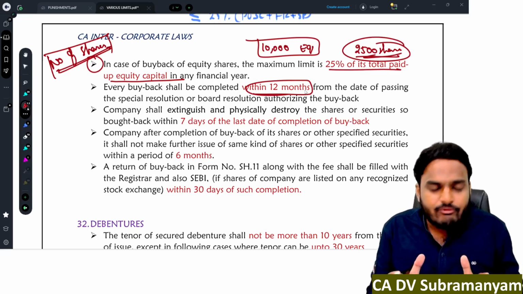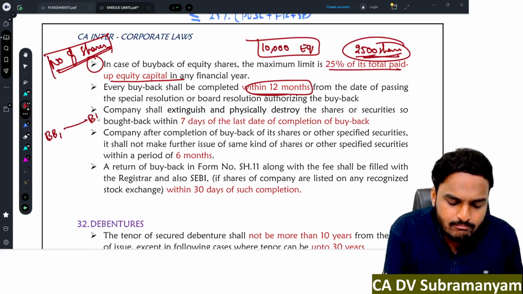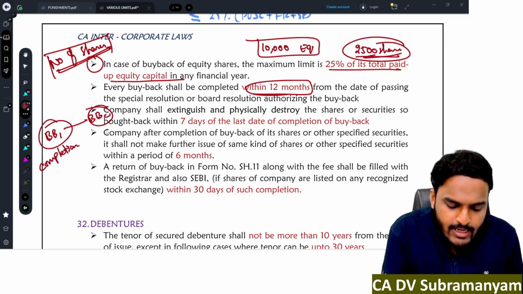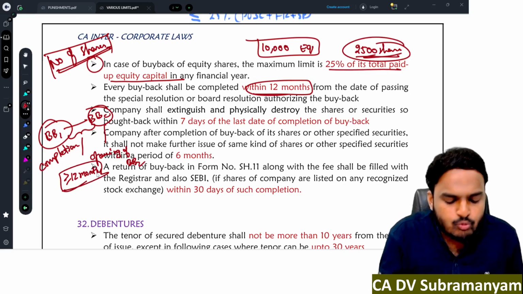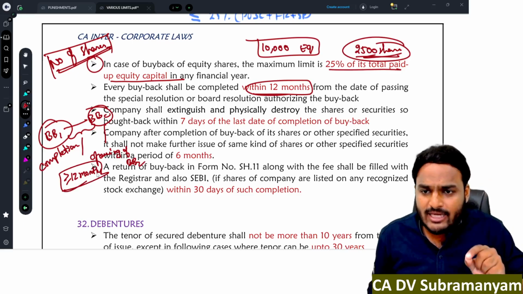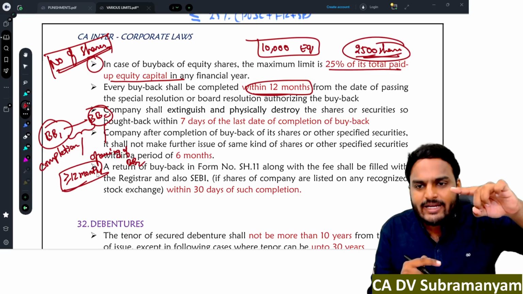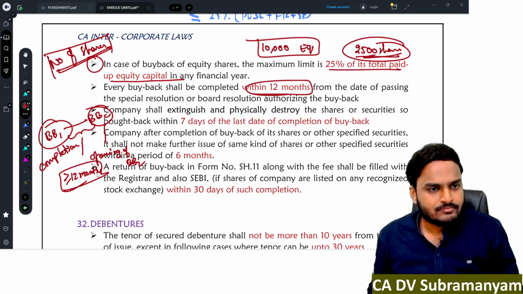And the time gap between two buybacks. Buyback 1, buyback 2. So completion of buyback 1 and opening of buyback 2, the time gap between these two events should be minimum 12 months. Let me repeat, minimum 12 months. The time gap between two buybacks means the earlier buyback closure date and the latest buyback opening date should be minimum 12 months apart.